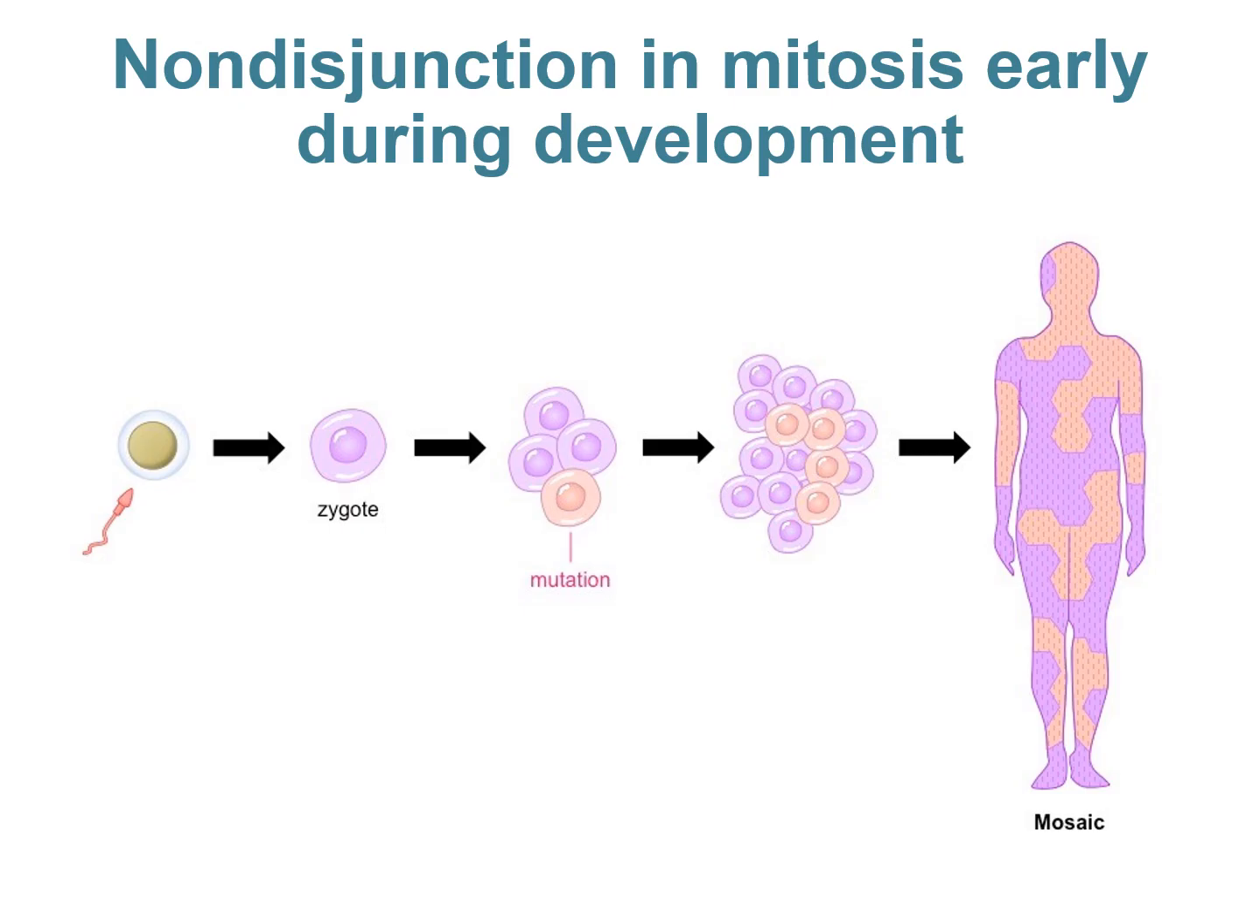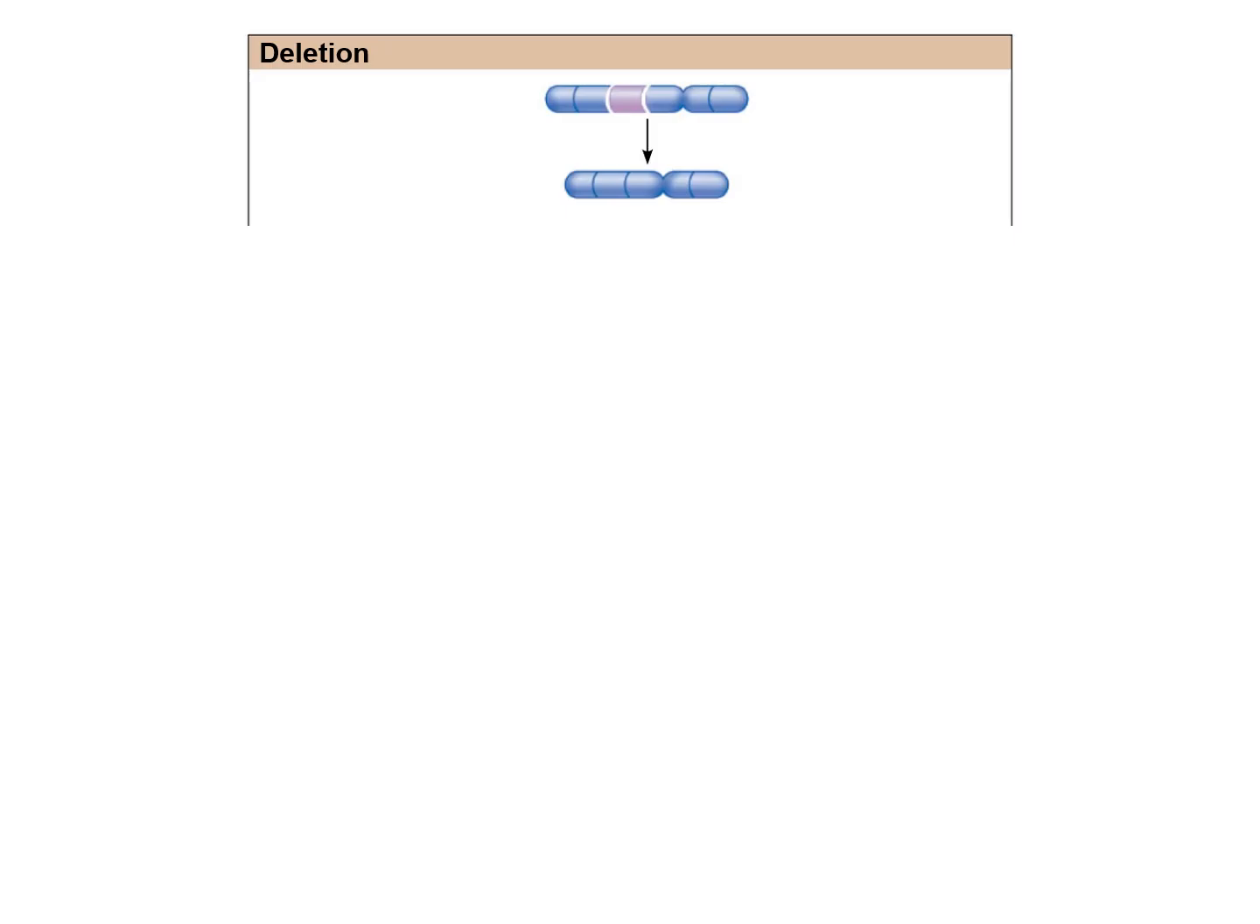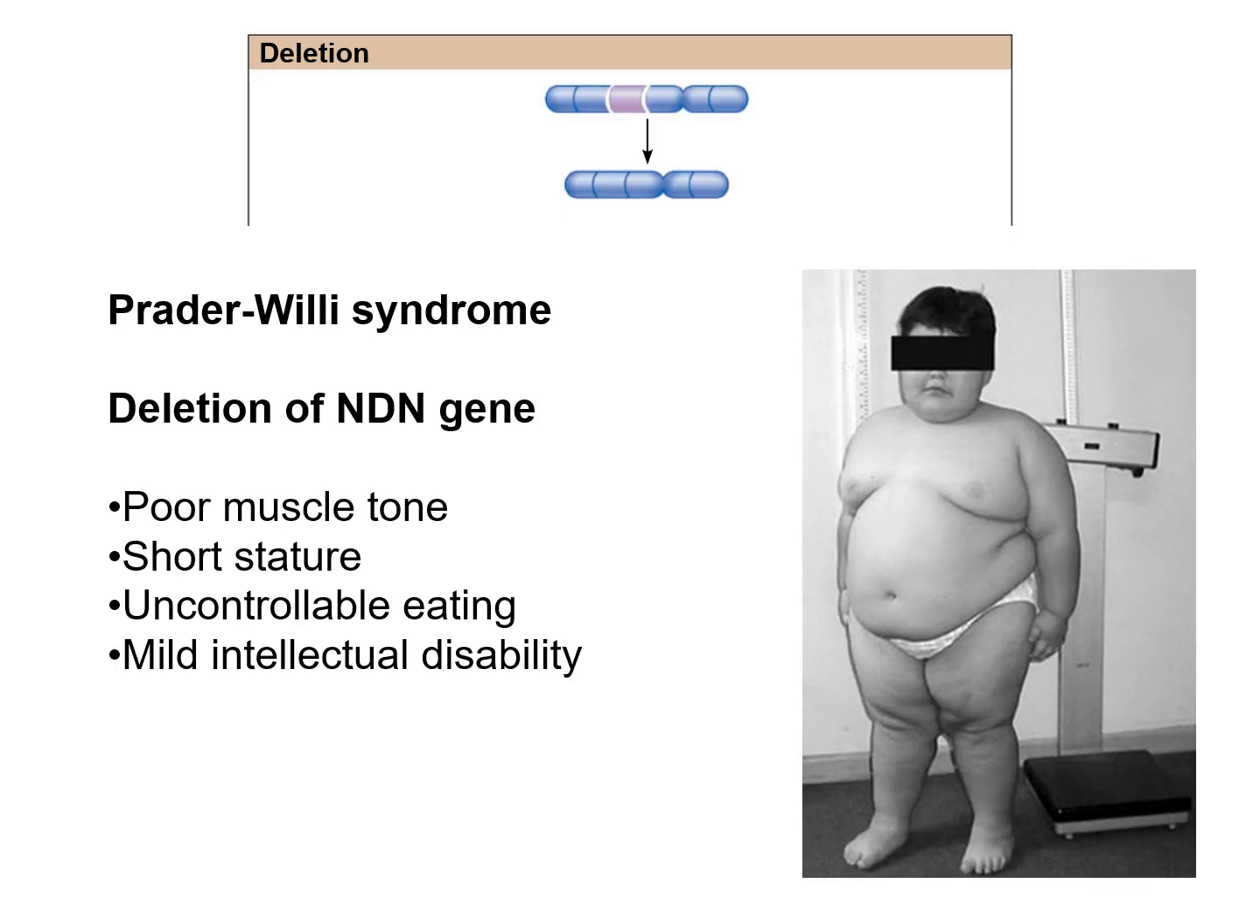Non-disjunctions aren't the only way that chromosomes can be impacted. For example, chromosomes can break, and when that happens, that can result in chromosomes being rearranged. There are 4 major categories that can occur: a deletion, a duplication, an inversion, and a translocation. Deletions are pretty much what they sound like. Part of a chromosome is deleted or removed.